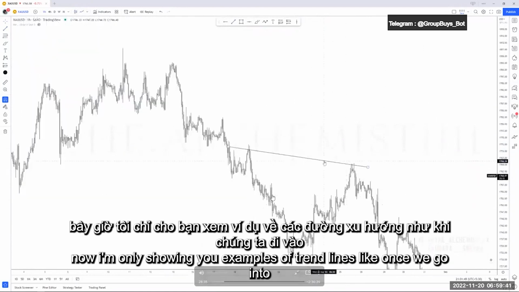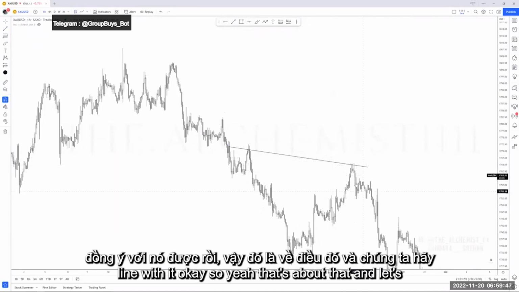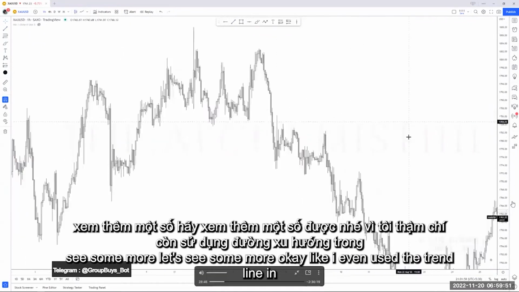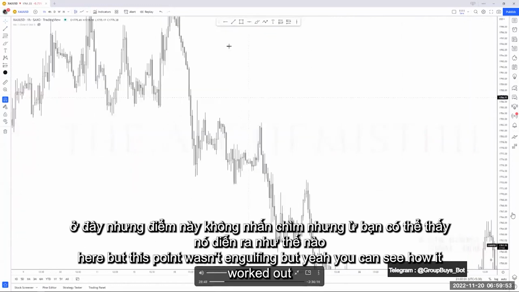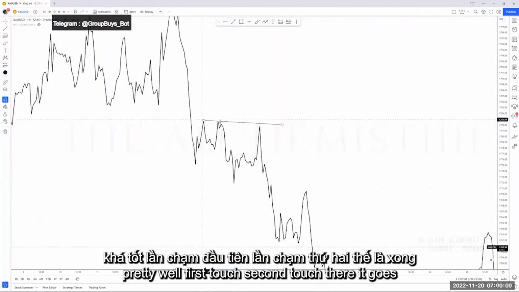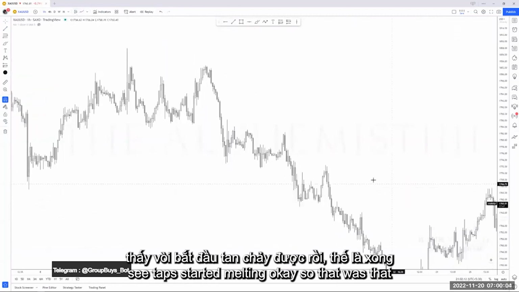Now I'm only showing you examples of trend lines. Once we go into storylines and multi-time frame stuff, then you will see how to use them in line with it. So yeah, that's about that. And let's see some more. I even used the trend line in here, but this point wasn't engulfing. But you can see how it worked out pretty well. First touch, second touch, there it goes. Taps, started melting. So that was that.